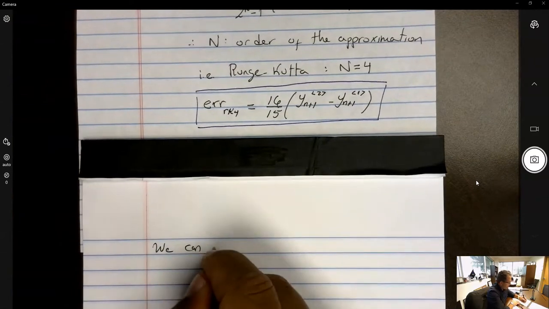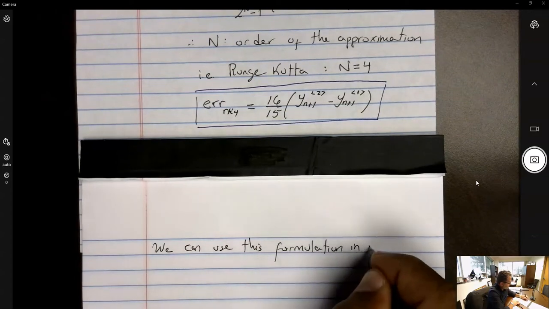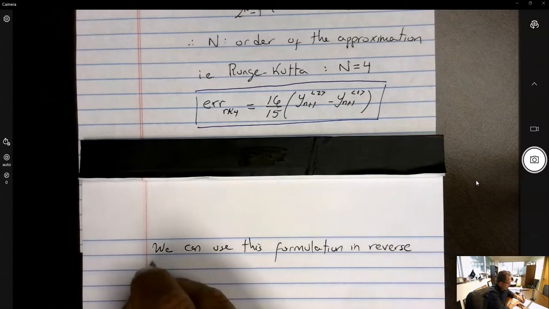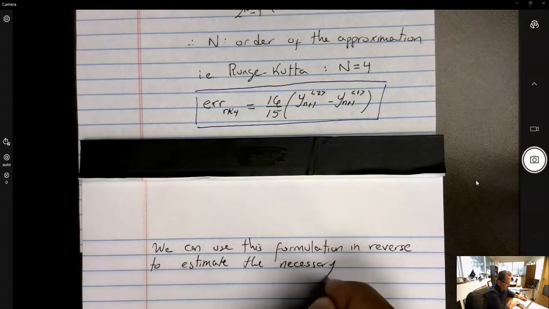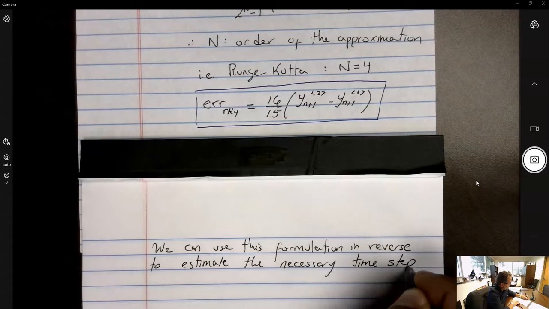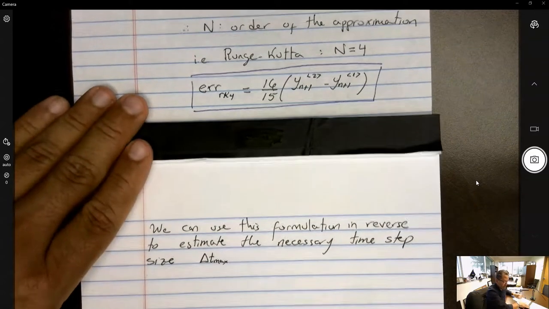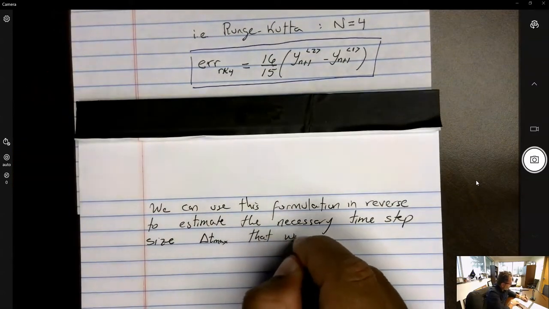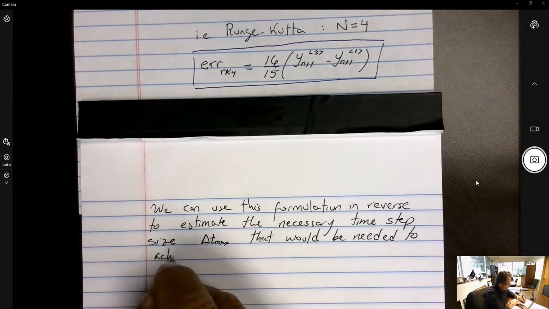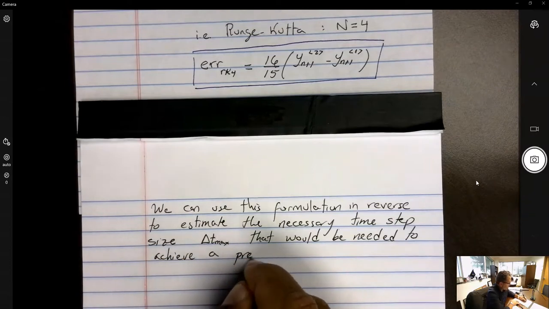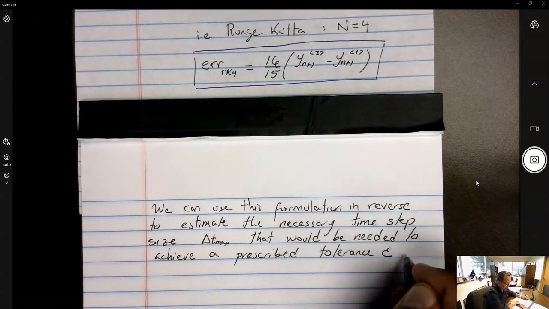We can use this formulation in reverse to estimate the necessary time step size, delta t max, that would be needed to achieve a prescribed tolerance of the solution error, or the approximation error.